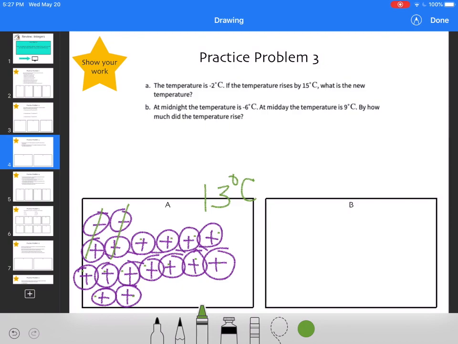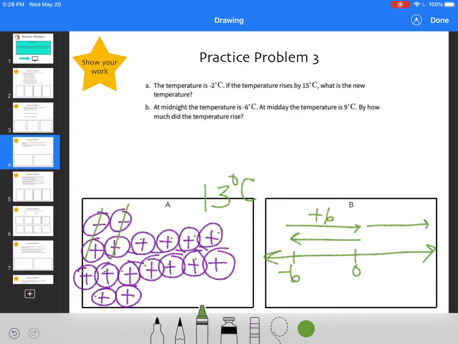Then it says at midnight, the temperature was -6. By midday, the temperature is 9. By how many degrees did the temperature rise? So for this one, I'm going to use a number line. So I'm starting at 0, and I know that I'm at -6. So then to get back to 0, I'm going to have to add at least 6. And then to get to 9, I'm going to have to add 9. So 6 plus 9 is going to give me 15 degrees. So it rose 15 degrees.